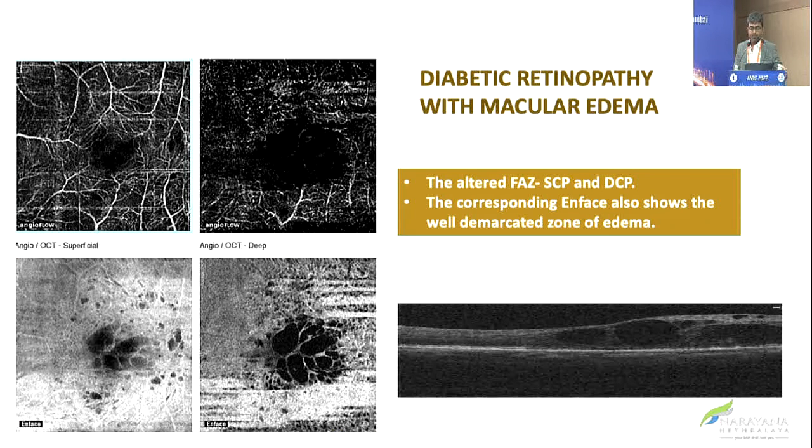So this is a typical case of diabetic retinopathy with macular edema. You can see the altered FAZ, which is more prominent in the DCP, most probably because the section goes through the IPL and the OPL. That is where you see these dark areas and really can't make out the vascular changes that happen here. So it's kind of an artifact. We need to be careful when we interpret this.